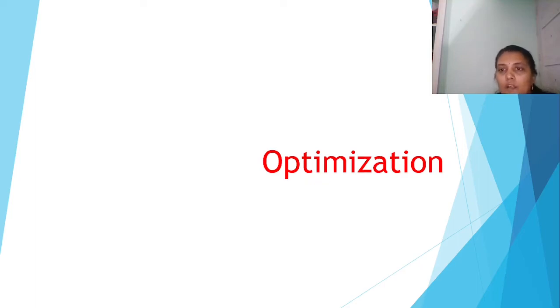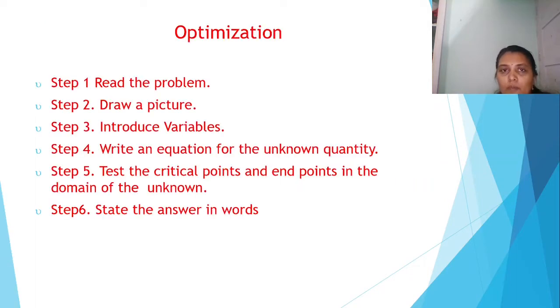Good afternoon all. Today we are going to learn about optimization. To do an optimization problem, you have to read the problem first and draw a picture if possible, and introduce the variables x, y, etc., and write an equation for the unknown quantity. Now test the critical points and endpoints in the domain of the unknown and state the answer in words.